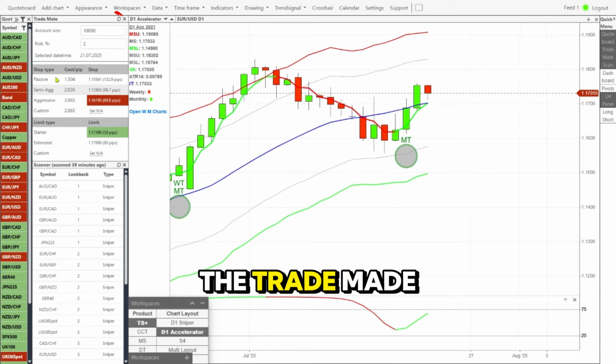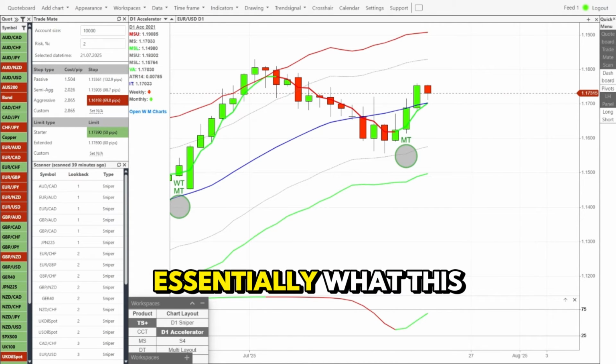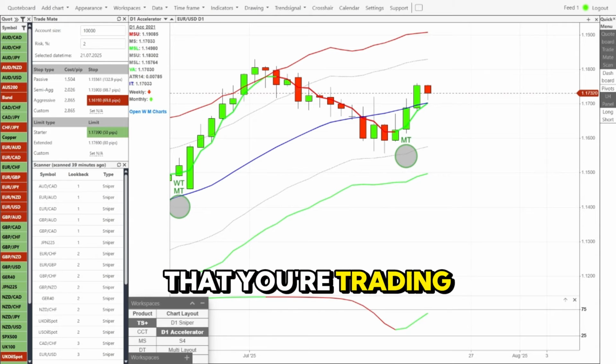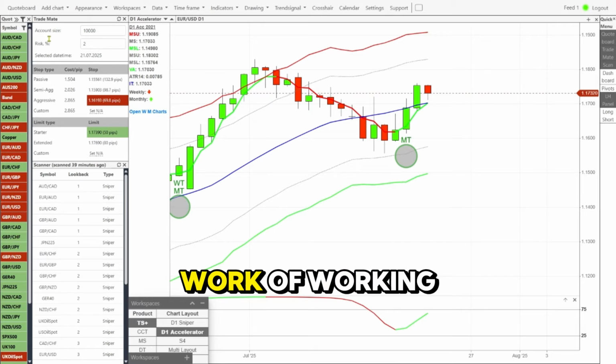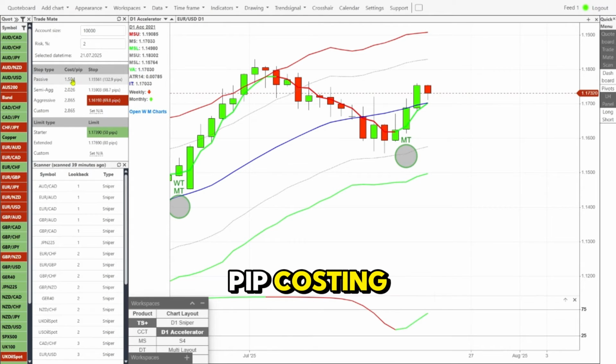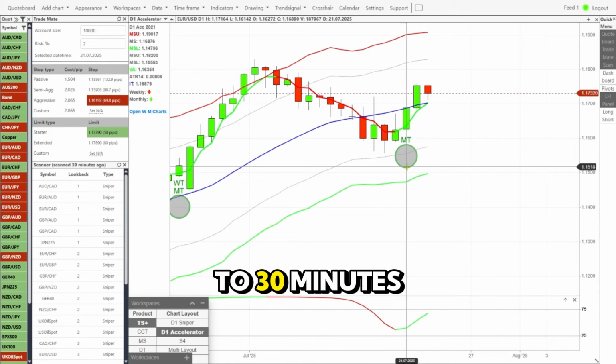They then use the TradeMate tool. Now, this doesn't sound very exciting, but it's a risk management tool essentially. What this does is it makes sure that you're trading these markets safely, you're not overexposing yourself, but it takes out the grunt work of working out the accurate pip costing. So just something that saves on a ton of time. It's how we really shrink the trading day down to about 20 to 30 minutes a day.